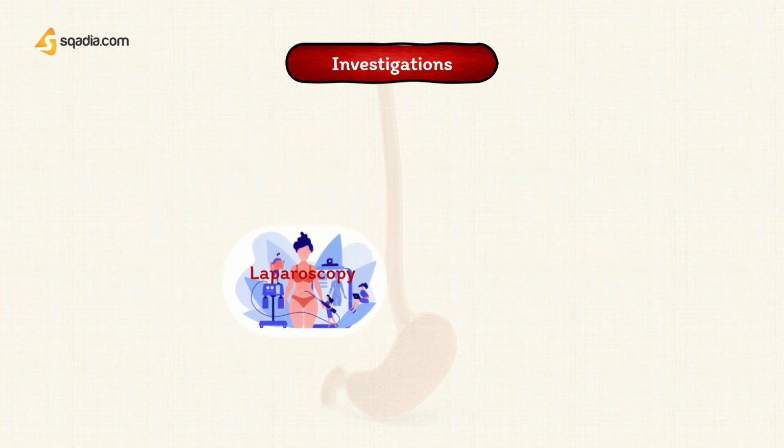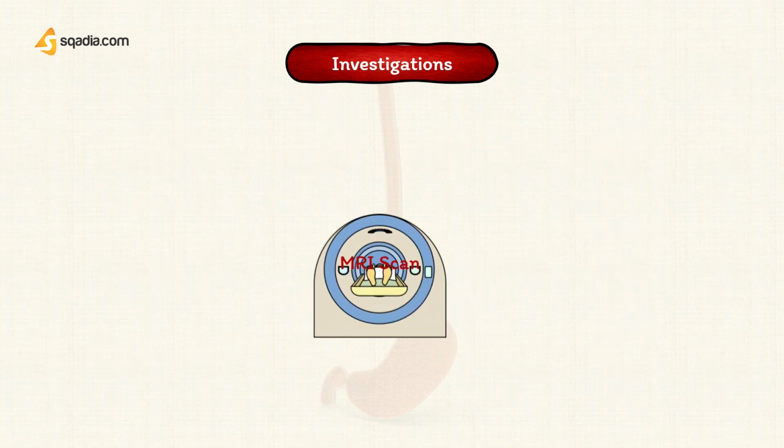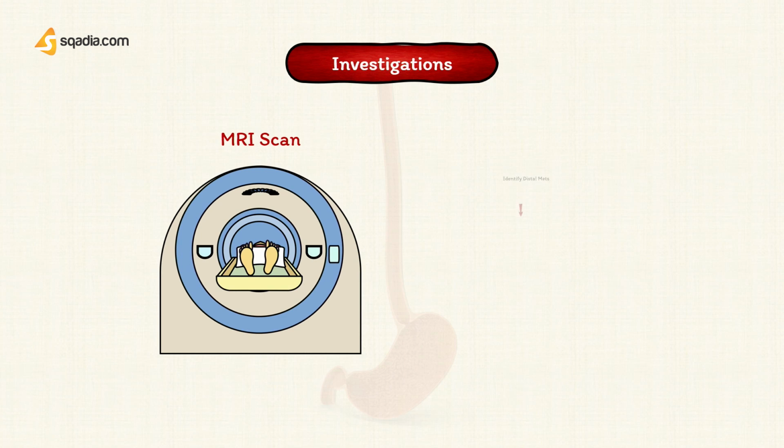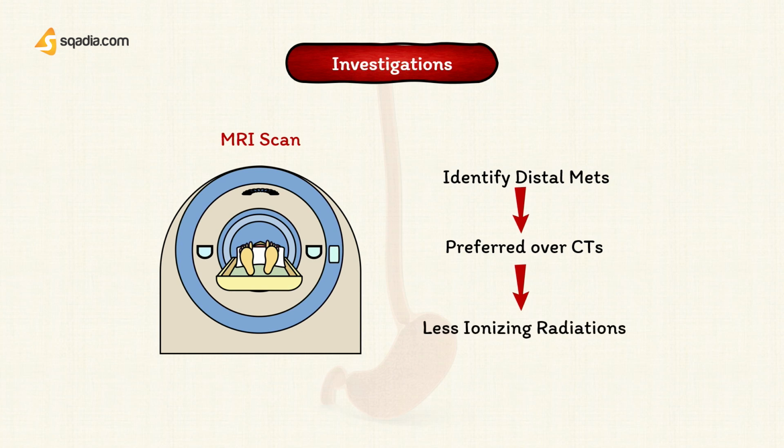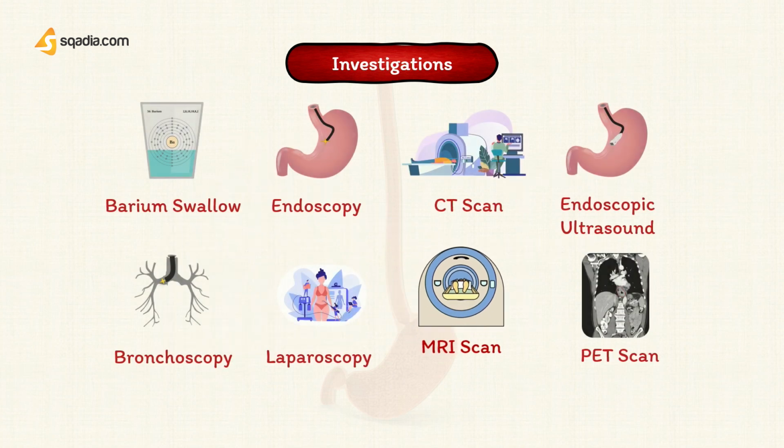Now, MRIs are also really good for looking at distant metastases. It doesn't really have an added benefit over the CT scans, but it means less ionizing radiation, and it doesn't really require any intravascular contrast mediums, so you'd find that useful in patients who have renal impairment.